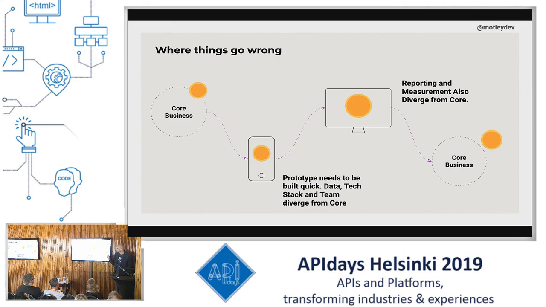The second area is that the reporting measurement also diverges from core. So now you have a situation where your data and tooling and software is different from everybody else in the company. And then in that case, you also end up having your measurement methods and all of your analytics and tracking also different from core. And you're losing the ability to actually say, is this thing going to be a cost driver or is this going to be a revenue generator? And this is the number one killer of all innovation cultures, when these two things diverge.